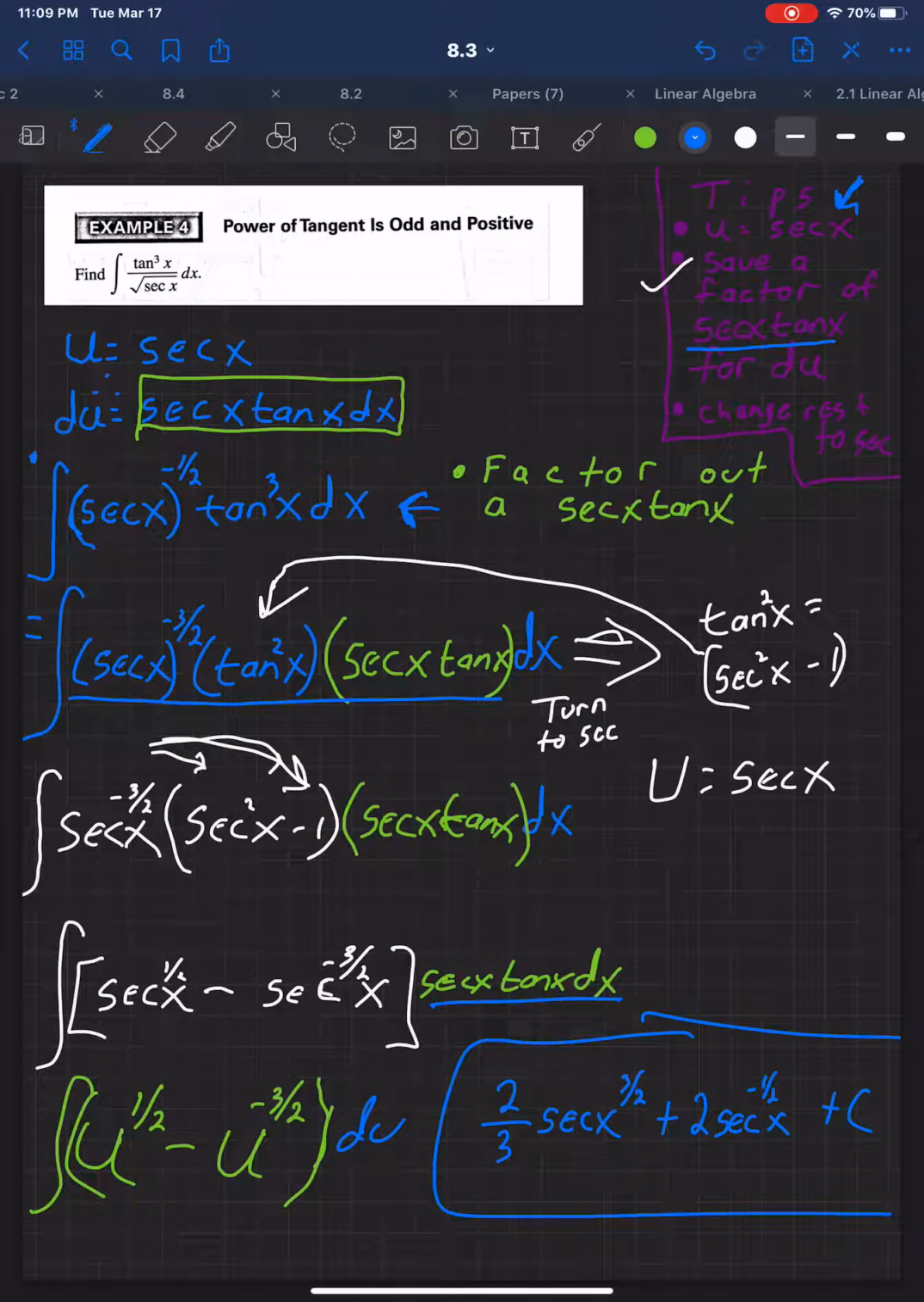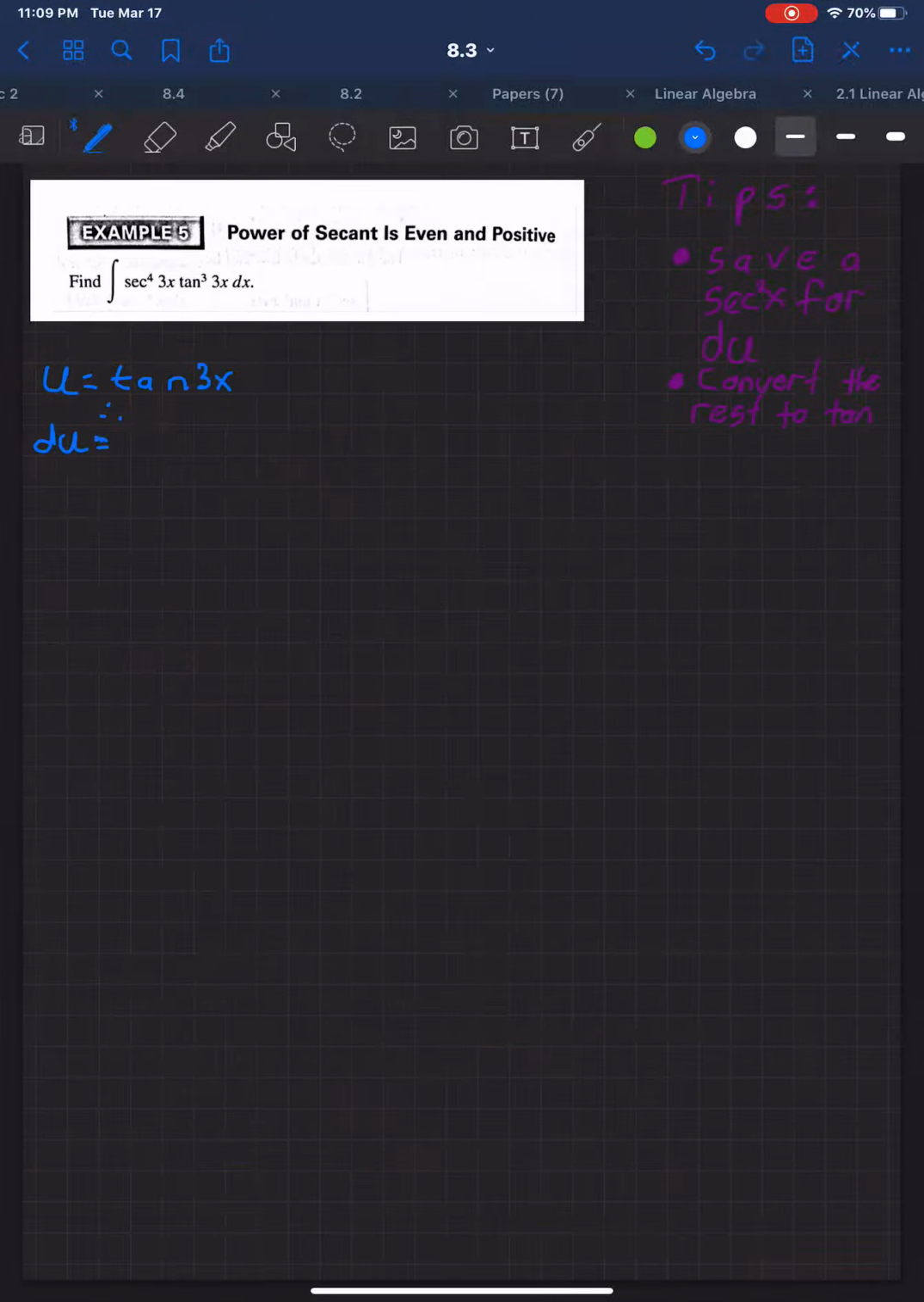What I'm going to do is, I don't want to continue this game because you got the theory. This is just a different approach now. You have secant as powers even and positive. So in this case, you would want to save a secant squared and convert the rest to tangent.